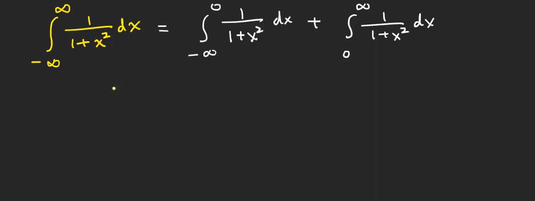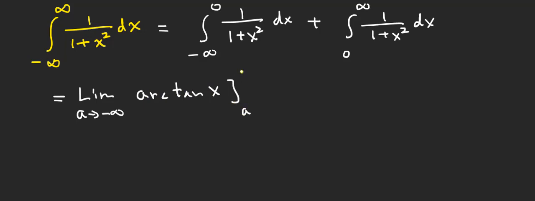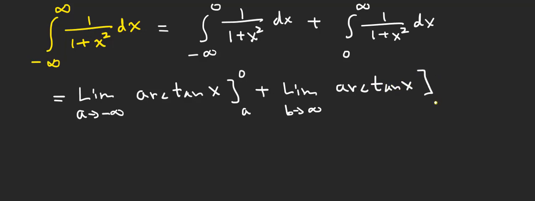Now, we could rewrite this as the limit as a goes to negative infinity. And what's the integral of 1 over 1 plus x squared? That's arc tangent, isn't it? From a to 0, plus the limit, now b goes to infinity, of arc tangent of x from 0 to b.